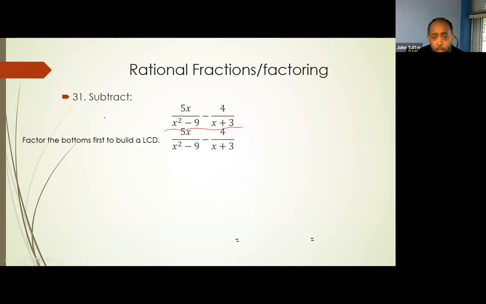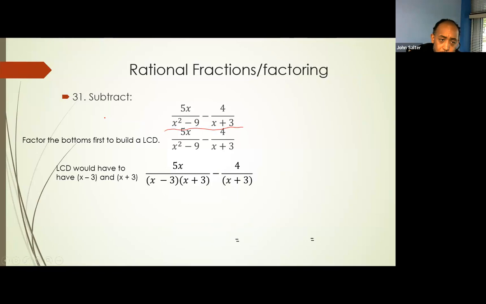All right. I want to factor the bottoms. This is absolutely factorable. It's a difference of squares. It becomes x minus 3, x plus 3. They both have x plus 3 in common. So to make that, I'm going to go on and make it just x minus 3. So now they're both the same. So multiply by my x minus 3 on top and bottom.